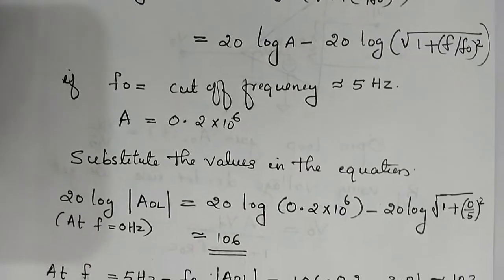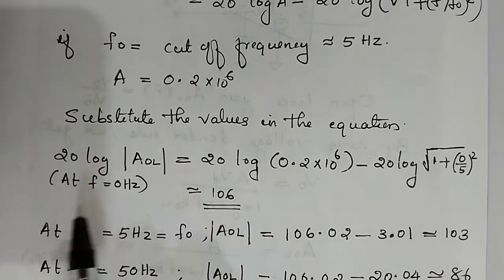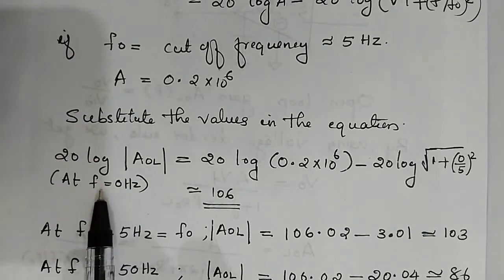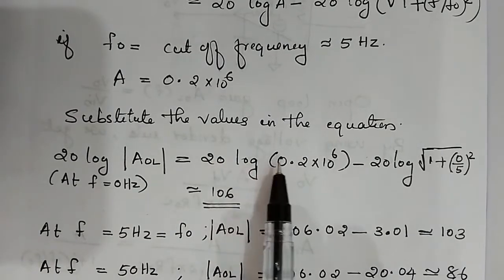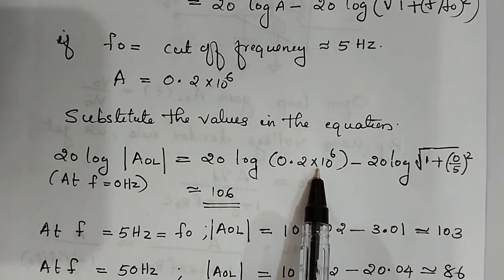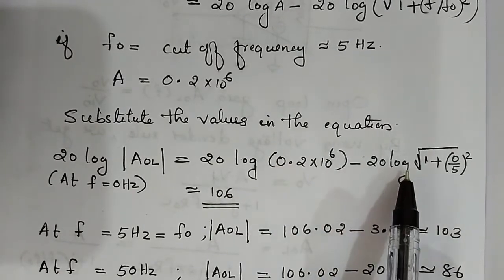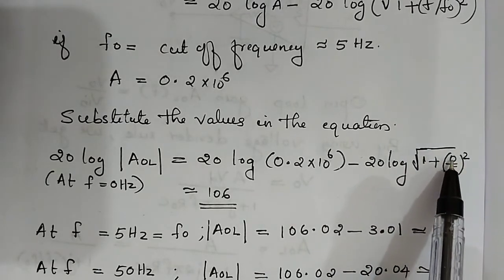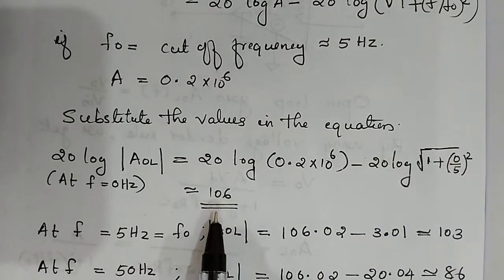That is, substitute the value in the equation. 20 log modulus of AOL is equal to, first we put f is equal to 0 Hz, the operating frequency f. We choose a low frequency first, 0 Hz. Then 20 log of A, that is 0.2 into 10 raised to 6. This value is fixed, minus 20 log of root of 1 plus (f by f0) the whole square. So 0 by 5 the whole square. We get 106 as the answer.